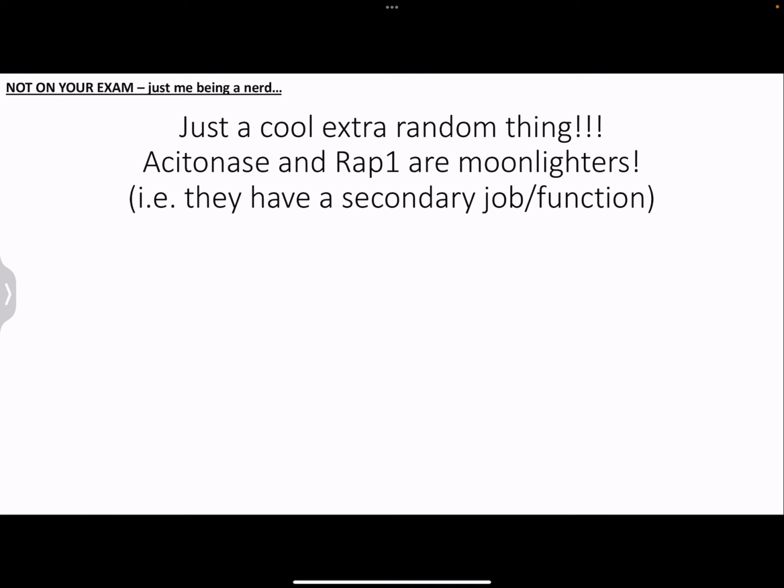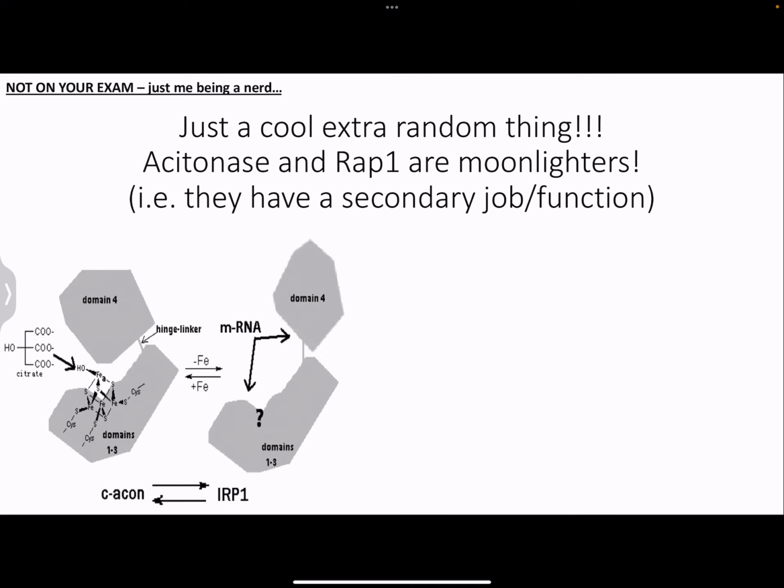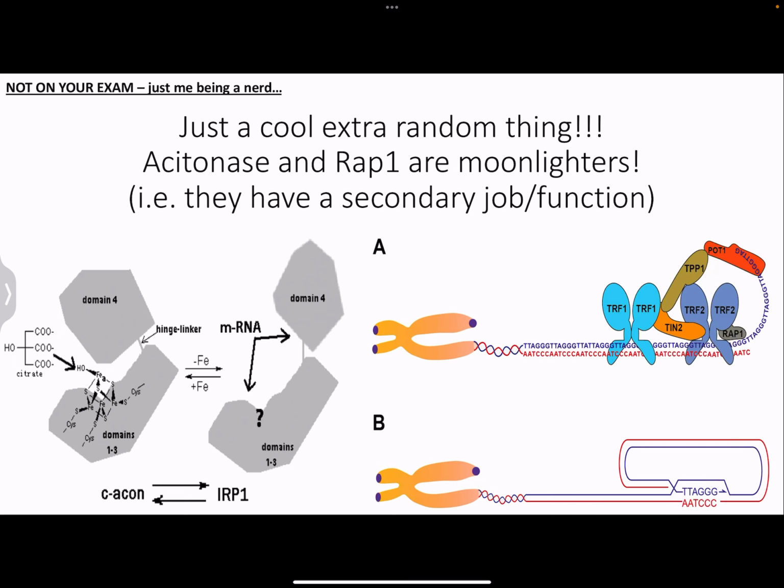This next thing, definitely not on the exam. I just thought this was cool. Proteins sometimes moonlight, like aconitase is going to isomerize citrate to isocitrate, but it also plays a role in iron regulation. Similarly, these sheltering proteins are just supposed to protect and shelter the telomere so that it inhibits double-strand break repairs.